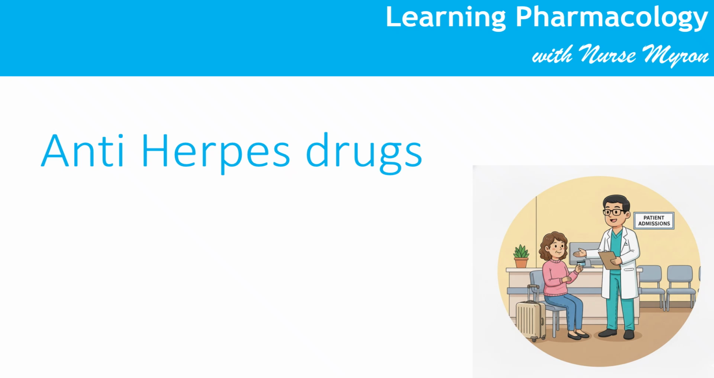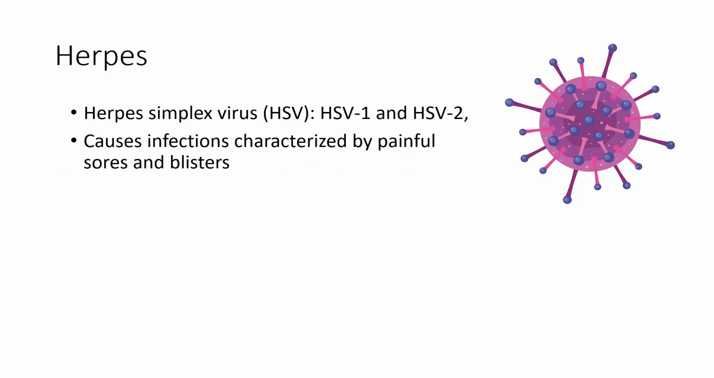We now move on to the anti-herpes drugs. Herpes, the disease, is caused by your herpes simplex virus or HSV. We have the two subcategories, your HSV1 and HSV2. Herpes is usually manifested through painful sores and blisters in the skin.